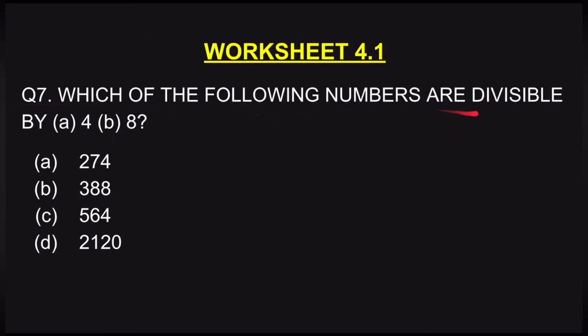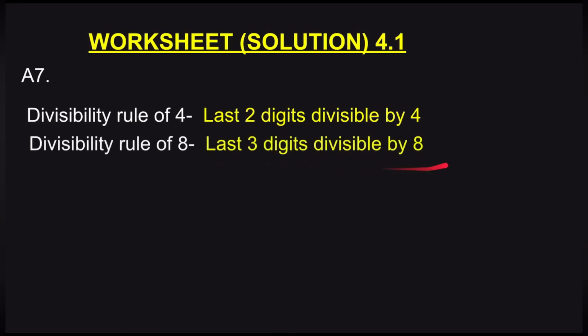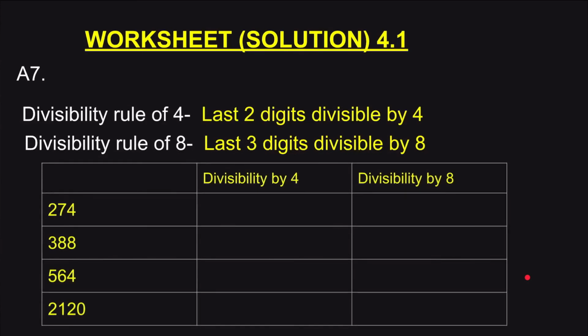Question 7. Which of the following numbers are divisible by A, 4 and B, 8? The divisibility rule for 4 is that the last 2 digits must be divisible by 4, and the divisibility rule for 8 is that the last 3 digits must be divisible by 8. Here I've made a table. Let us take the first number, 274. We will take 74, the last 2 digits. 74 is not divisible by 4. So, the number is not going to be divisible. Now, if a number is not divisible by 4, it will not be divisible by 8. So, we can straight away write not divisible.